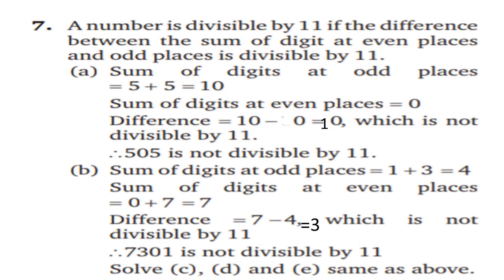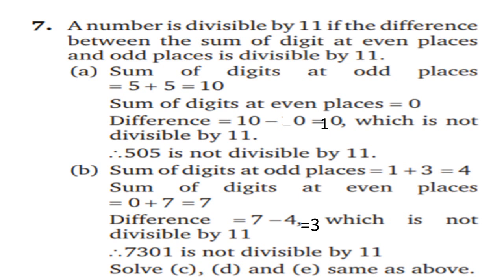Question number 7, see in your book which of the following numbers are divisible by 11. A number is divisible by 11 if the difference between the sum of digits at even places and odd places is divisible by 11. So A part is 505. Now sum of digits at odd places equal to 5 plus 5 equal to 10. Now sum of digits at even places equal to 0. Now difference 10 minus 0 equal to 10, which is not divisible by 11. So 505 is not divisible by 11.